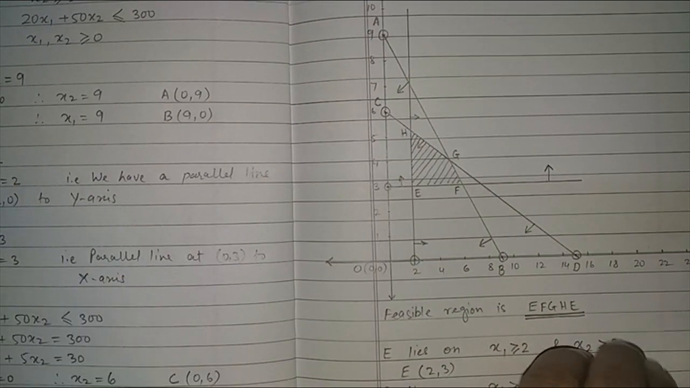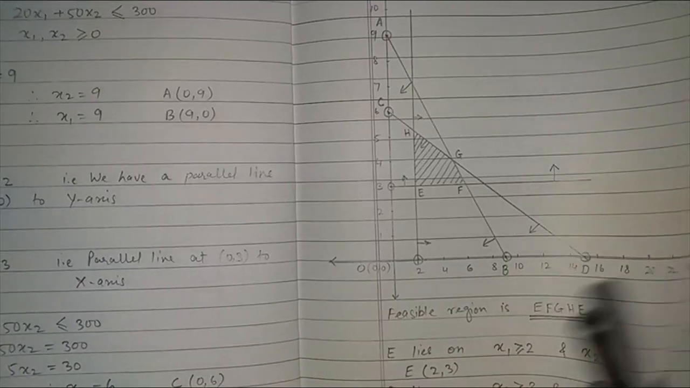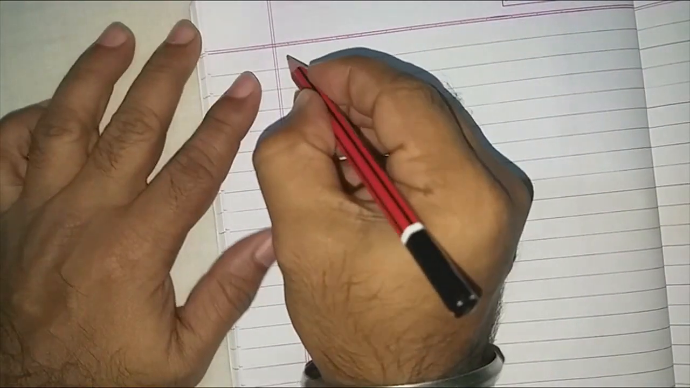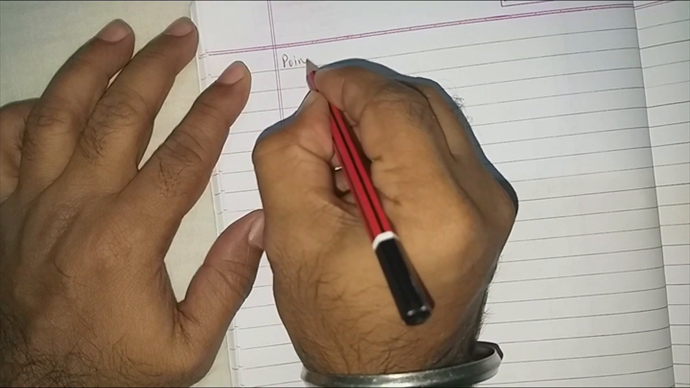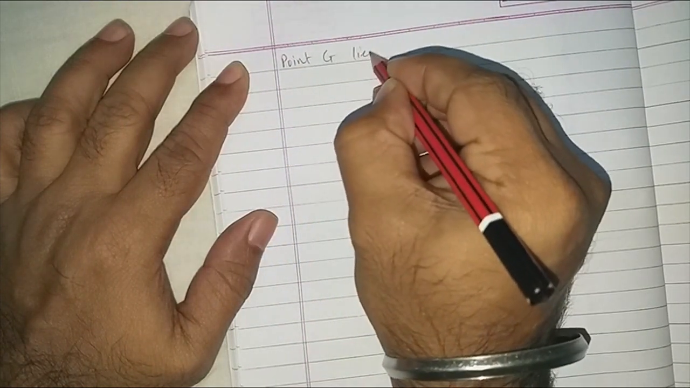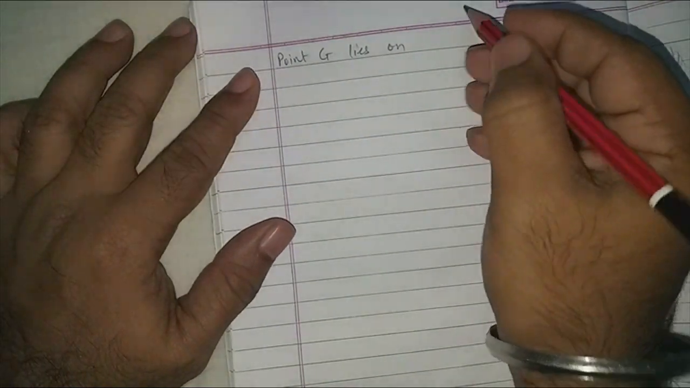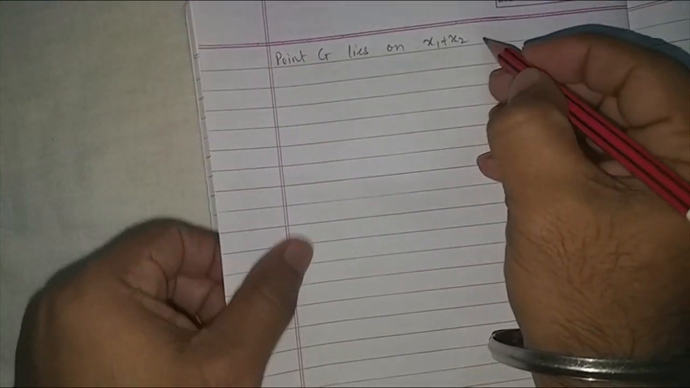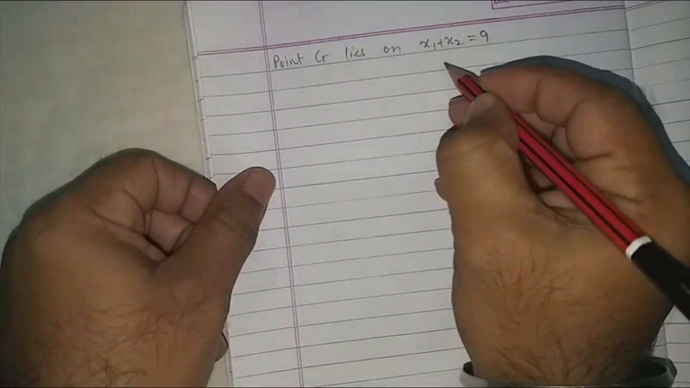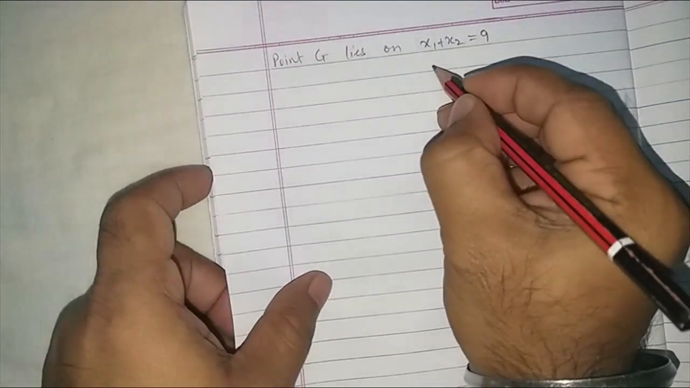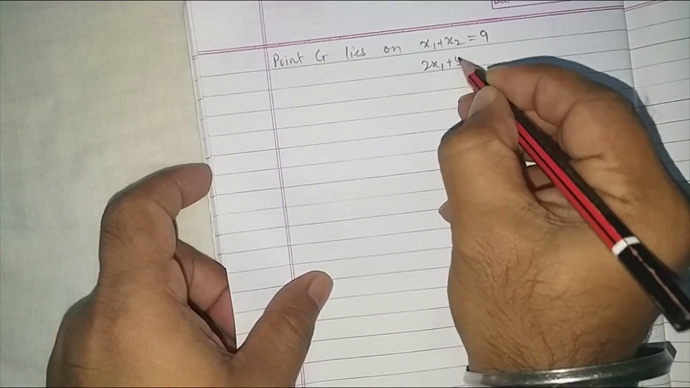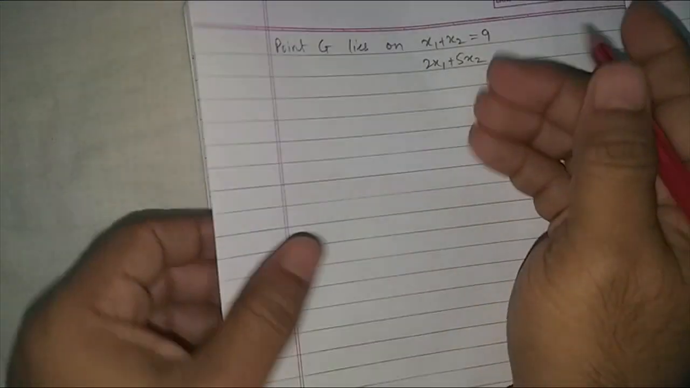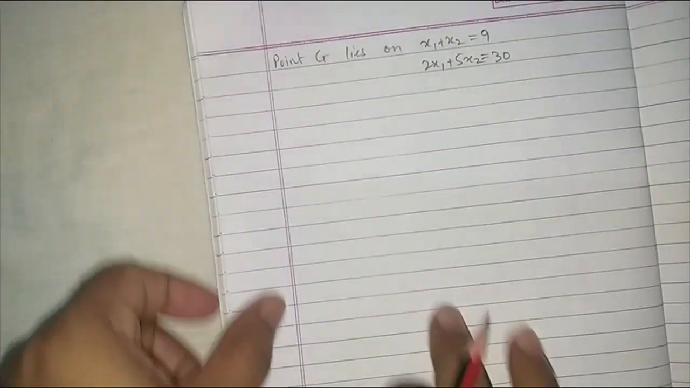The equation number 1, so we will write here, point G lies on x1 plus x2, we had a less than or equal to sign, I will just put equal to 9, and the last one was 2x1 plus 5x2 equal to 30. Okay, these were the two equations which we had used.